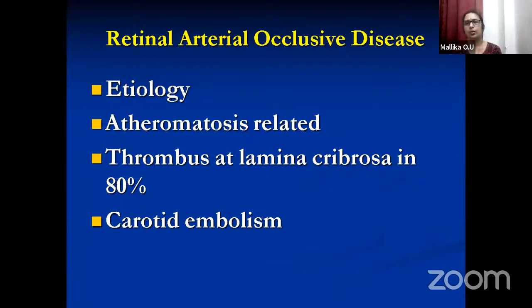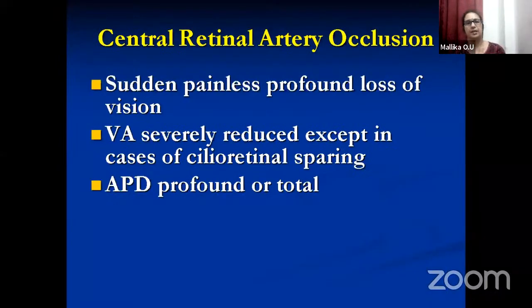So retinal arterial occlusion is just like a myocardial infarction. It is a sudden happening. So the etiology is usually atheromatosis related, and there occurs a thrombus at the lamina cribrosa from where it gets dislodged, or you can get an embolism from a carotid artery, or even from the heart in patients with valvular heart diseases. So the patient presents with a sudden, painless, profound loss of vision. So it is an acute onset.